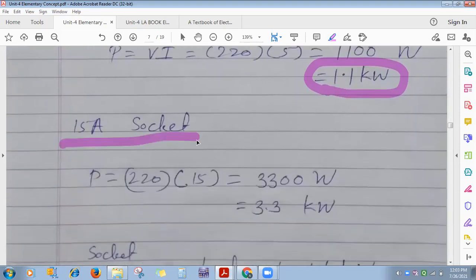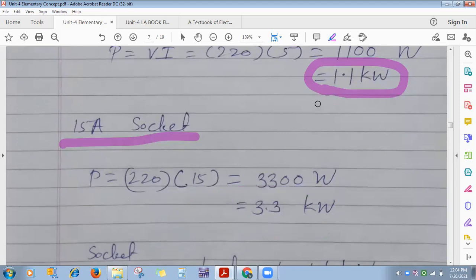Across this socket, the voltage is 220 volts, single phase AC voltage everywhere. So the voltage is 220 volt, and the specification of that socket is 15 ampere. So if the socket has current specification 15 ampere, how much load can you put across it? One which can consume power up to 3.3 kilowatt, not beyond that.